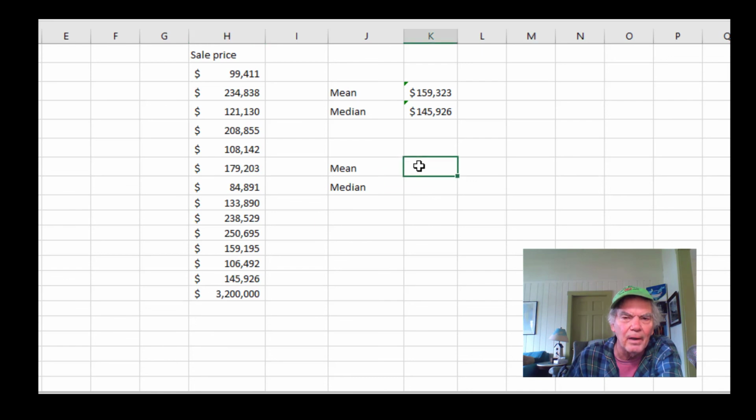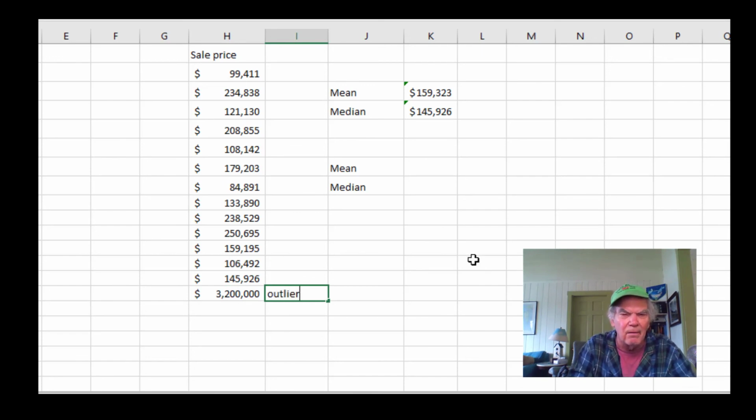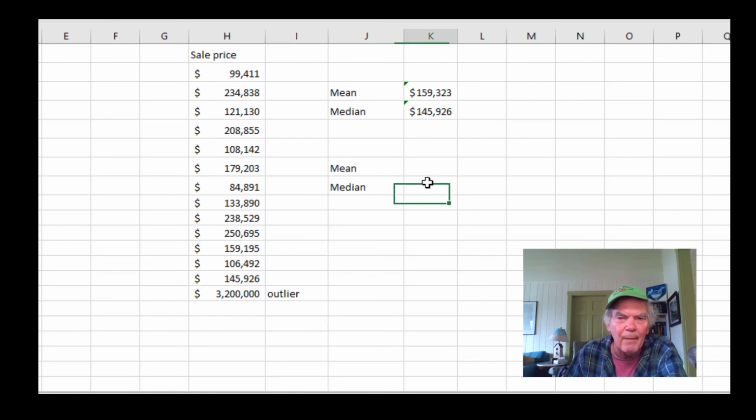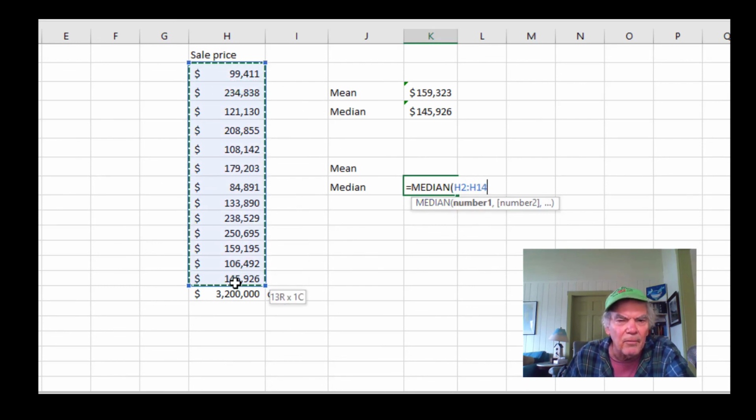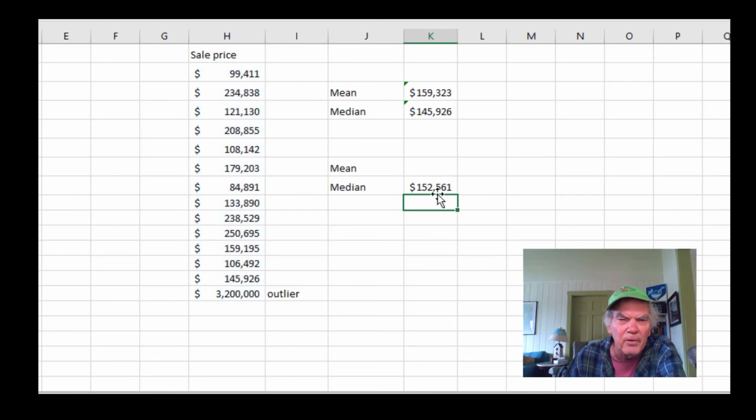Now I'm going to recalculate the mean and the median. By the way, you know the word for that within this data set? It's called an outlier. So let's see what happens to the median first. The median of all these homes. Well, the median was affected. It was affected by $7,000. It went up some, right?